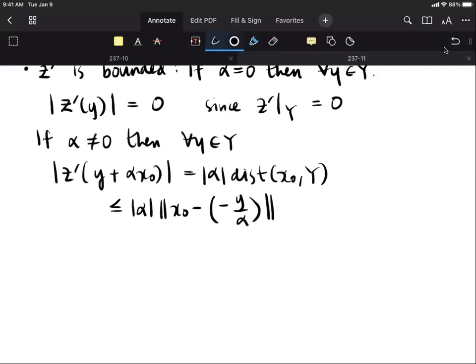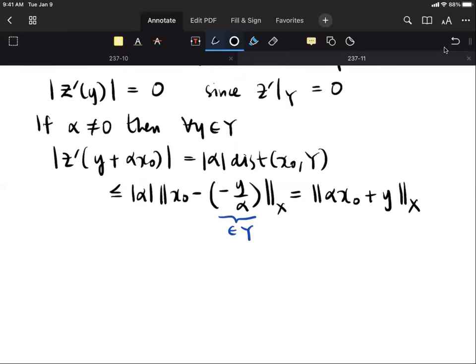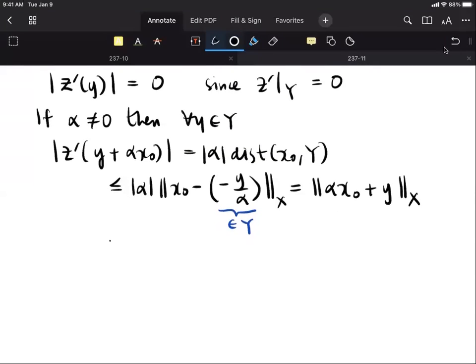So we take a particular element of Y, namely this one. We divide it by alpha so that, applying homogeneity, that term will cancel. So this is now the norm of alpha x naught plus y. The norm here is taken in X. Or of course, if you rearrange this, you have this.